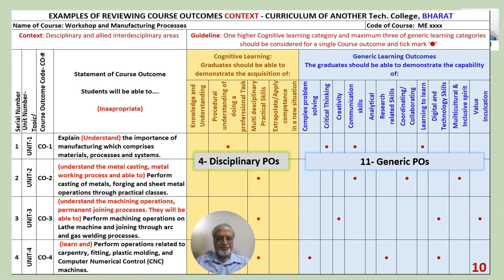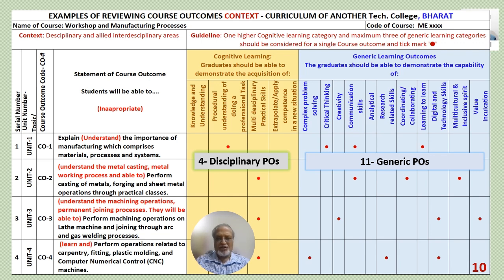and how to select the appropriate CO, that is based on the logic that the proper action verb should be used and the highest level of learning within that unit should be illustrated through this CO. The second yellow column shows the related disciplinary POs along with the CO.